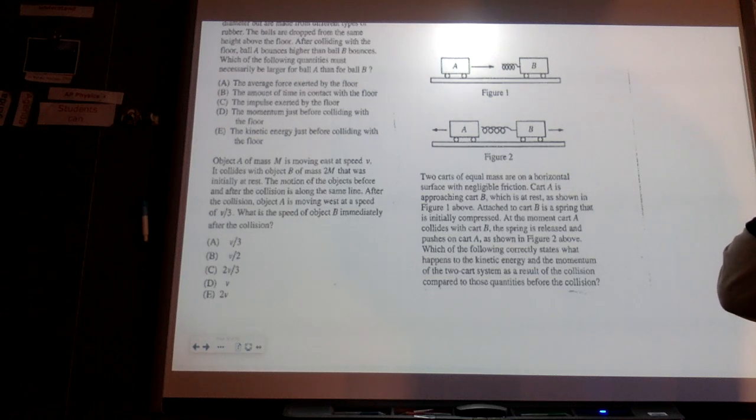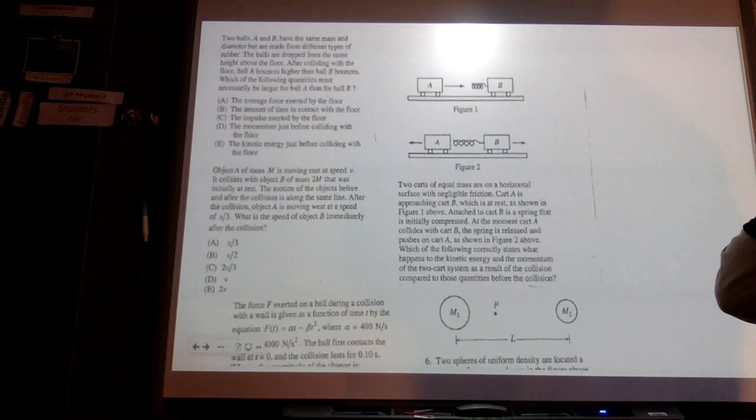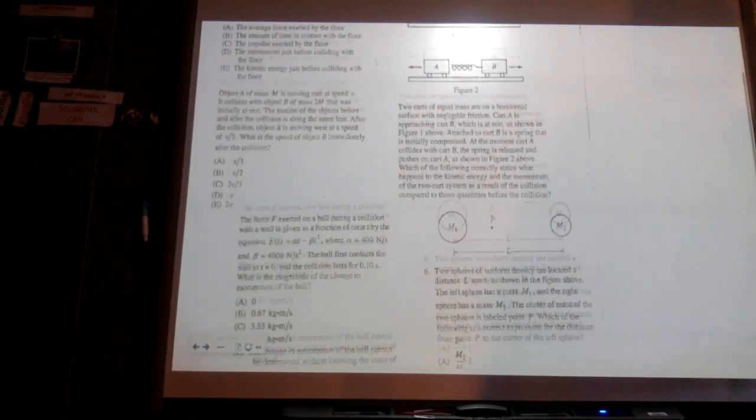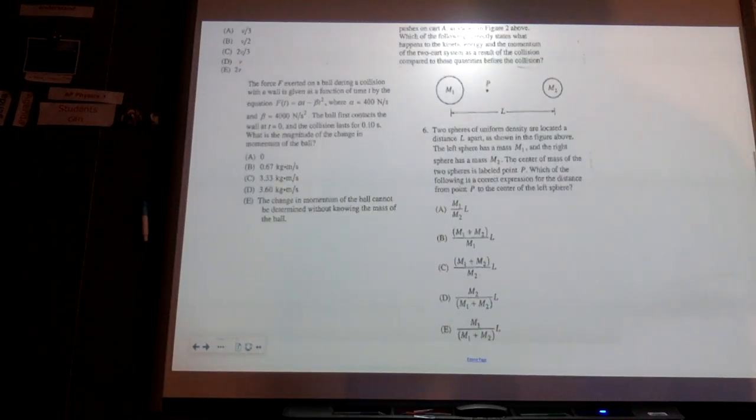Momentum would be the same. We wouldn't know about kinetic energy. I don't even see where the choices are for that one.